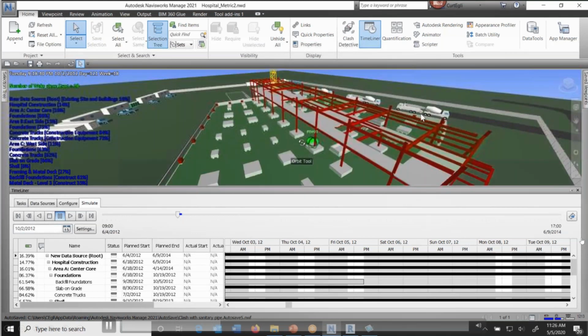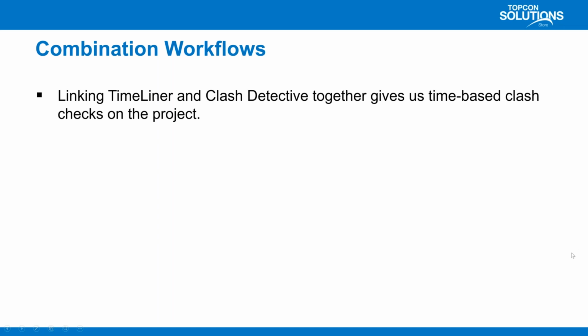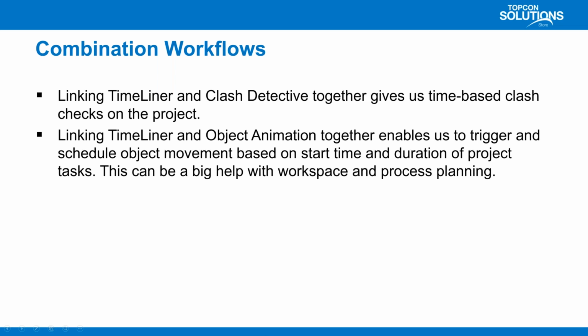All right. You're also going to see some combination workflows. So linking that Timeliner and the Clash Detective together gives us a time-based clash check on the project. Linking your Timeliner and object animation together enables us to trigger and schedule object movement based on the start time and the duration of project tasks. This can be a big help with workspace and process planning.